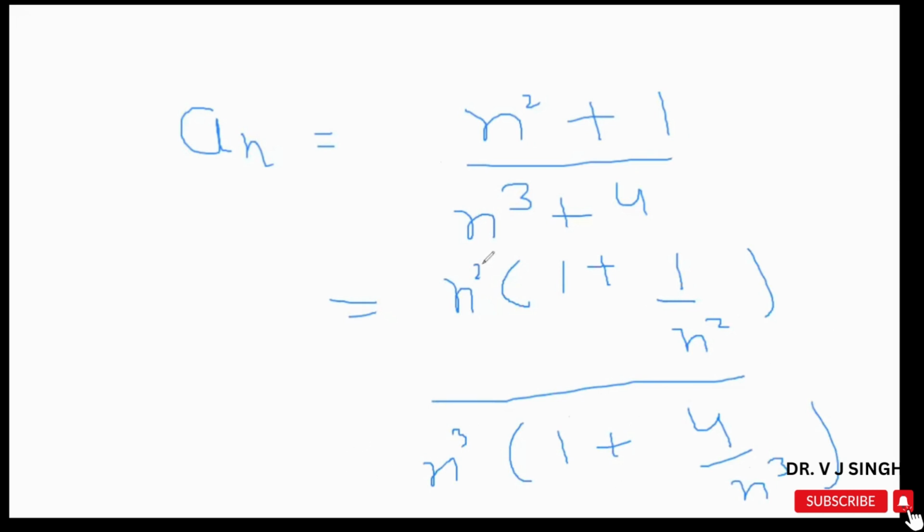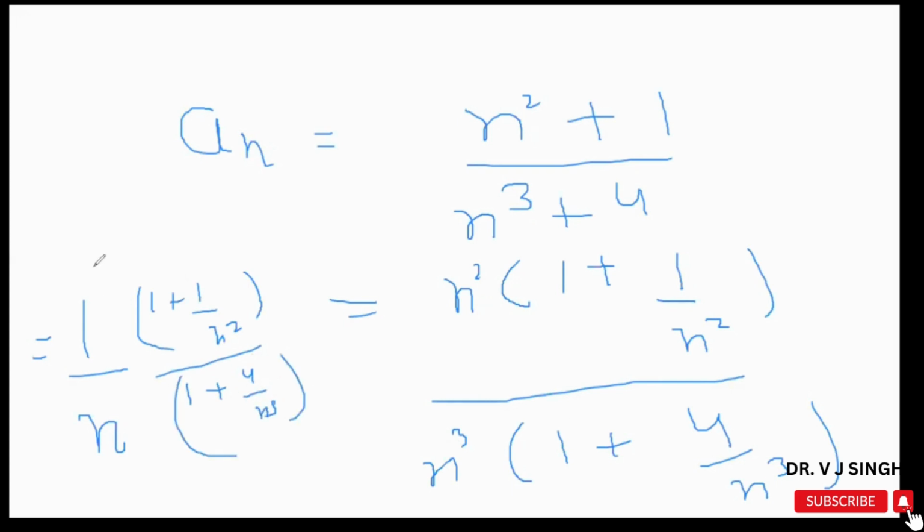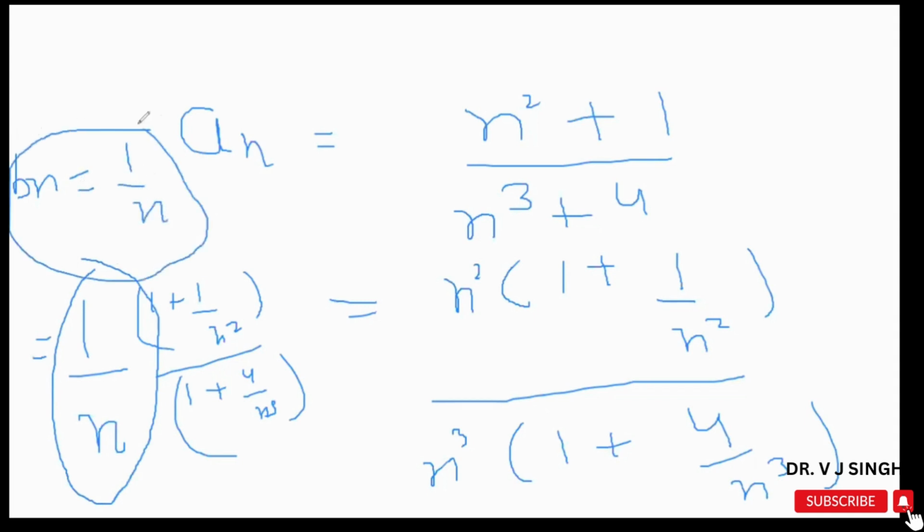Now, how many powers are cancelled out? 2. So what is left? 1 by n, times 1 plus 1 by n square, divided by 1 plus 4 by n cube. Very simple, no problem. So what is left? 1 by n. So in this case, bn is 1 by n. Whatever is left, that is bn. If nothing is left, we take n to the power 0.